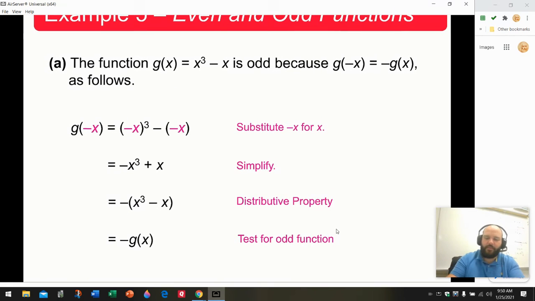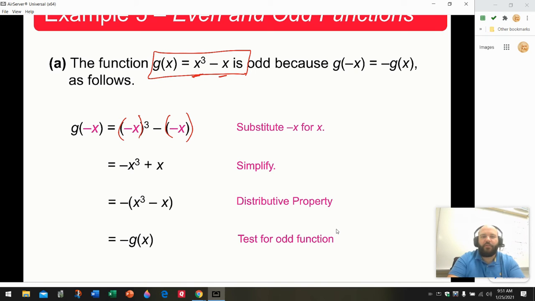So what you see is we have this function right here, and this function is g of x is equal to x cubed minus x. And it says it is odd because g of negative x equals negative g of x. So the way that we do this is we take the original function that you can see I have a box around, and everywhere there's an x, I'm going to put a set of parentheses, and then I'm going to substitute a negative x in.